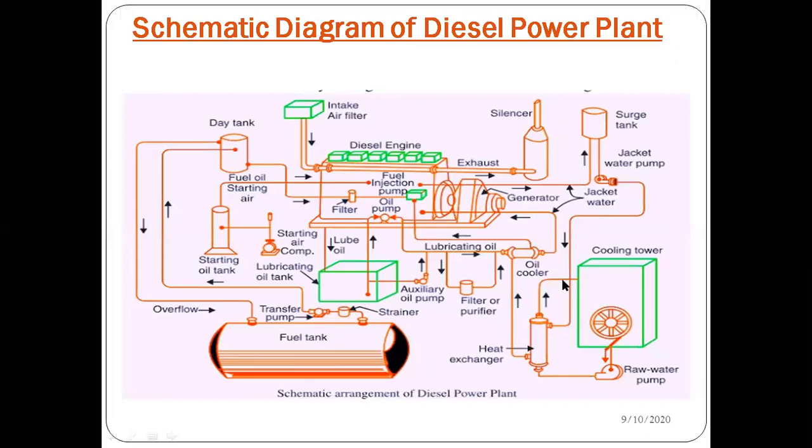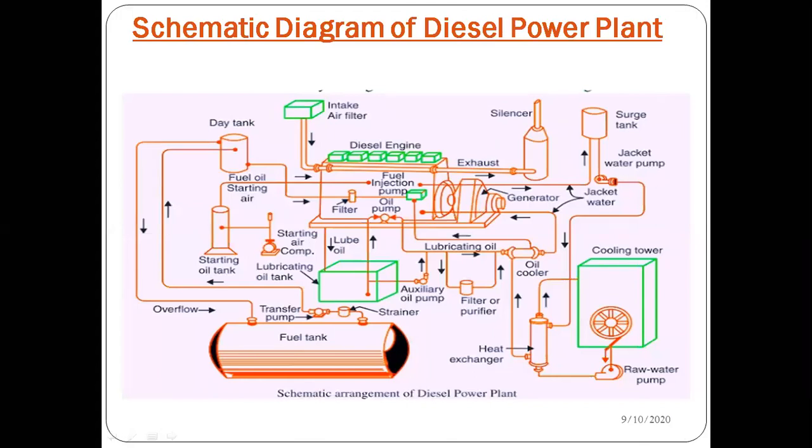Now coming to the next slide, this is the schematic diagram of a diesel power plant. Now you can see all the equipment that we use in a diesel power plant. You have a fuel tank where the fuel is stored, and after that you have a pump, and all these will be accessories. This is basically the main diesel generator, where the fuel will be injected, and after that the combustion process will take place.